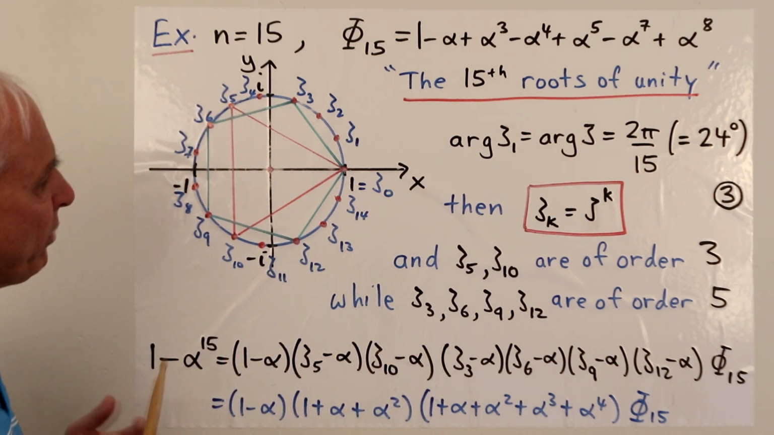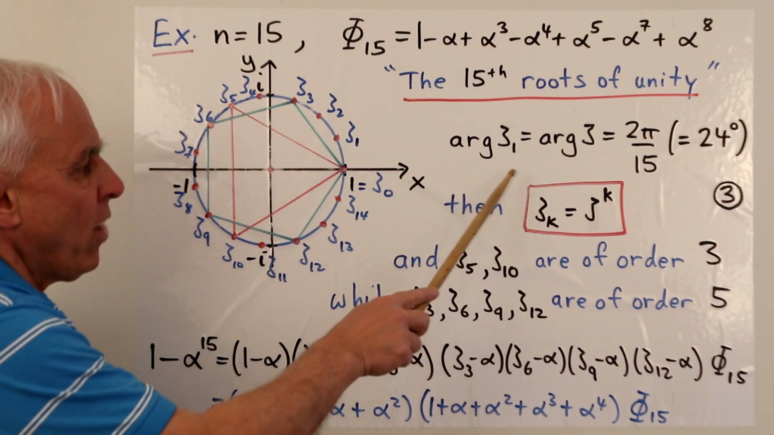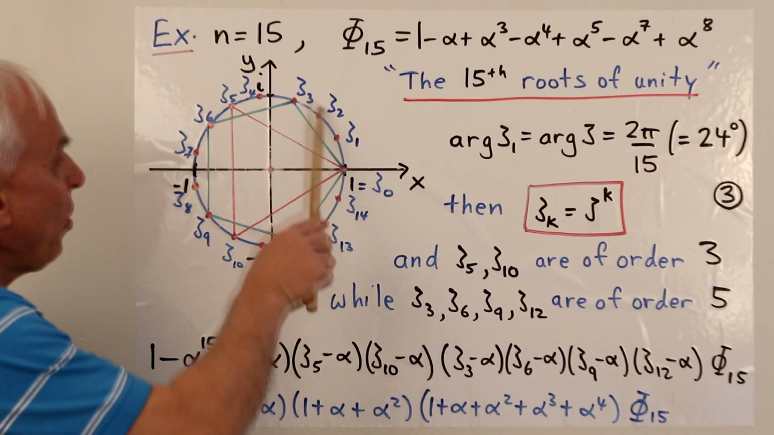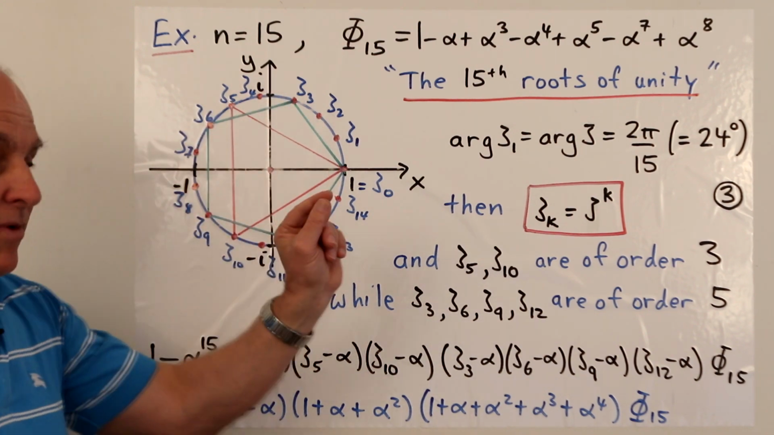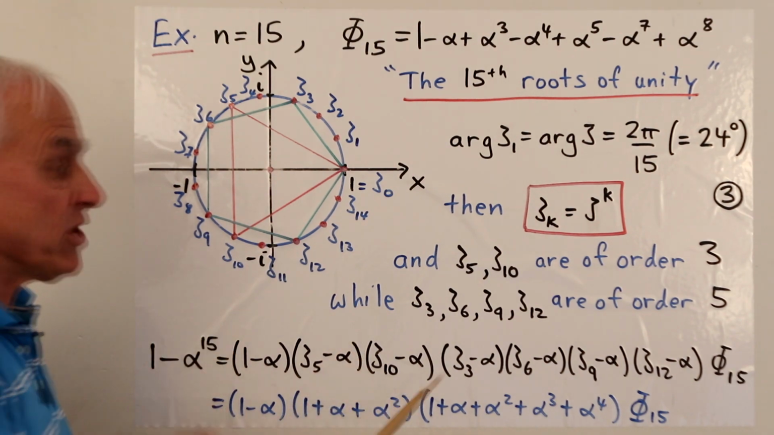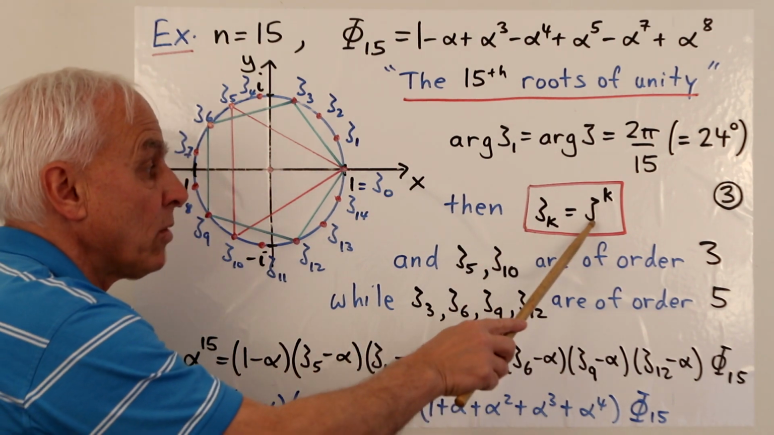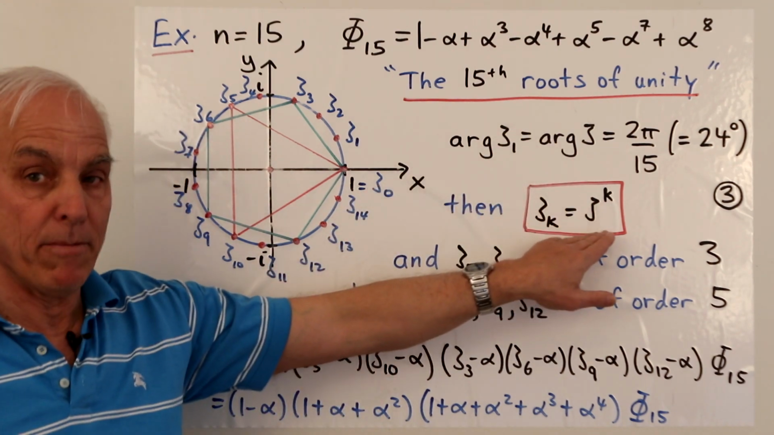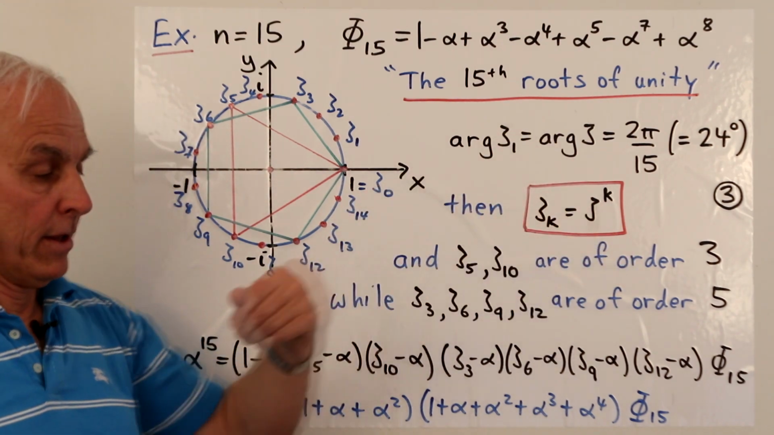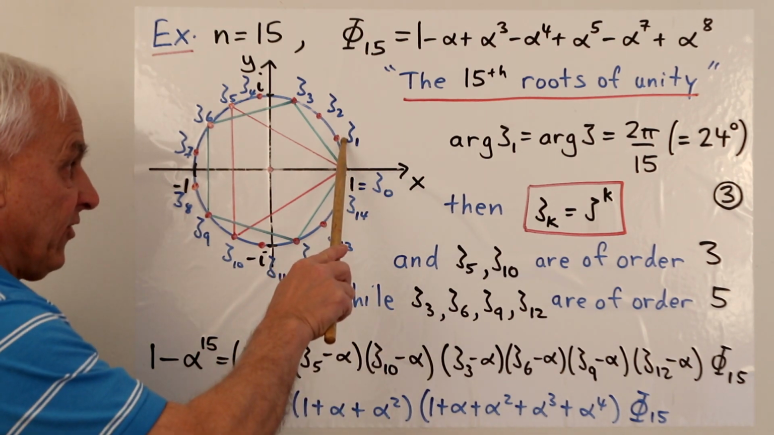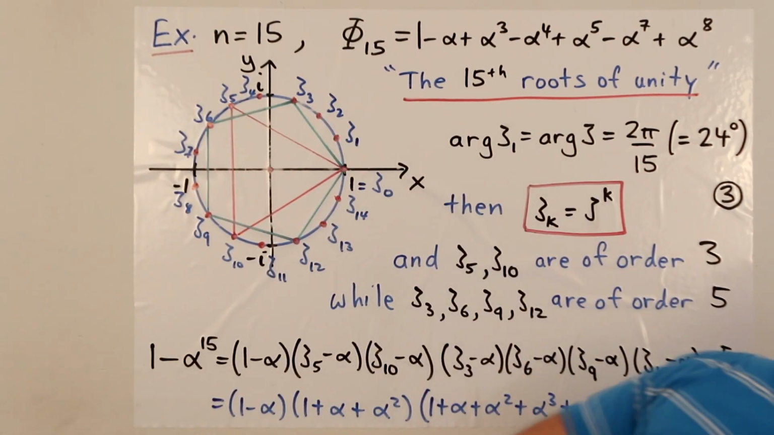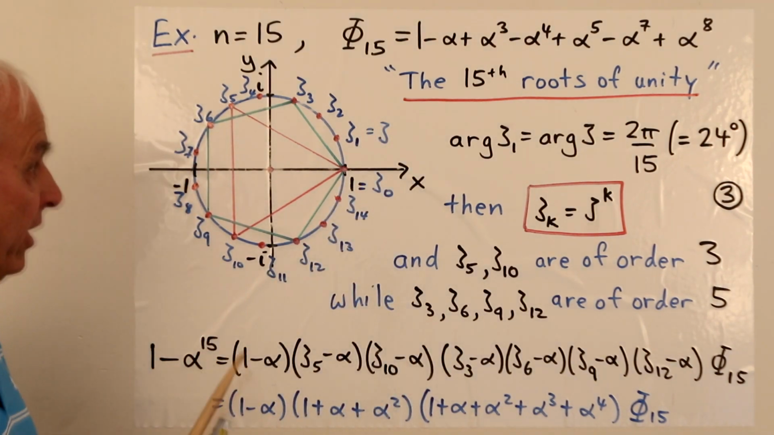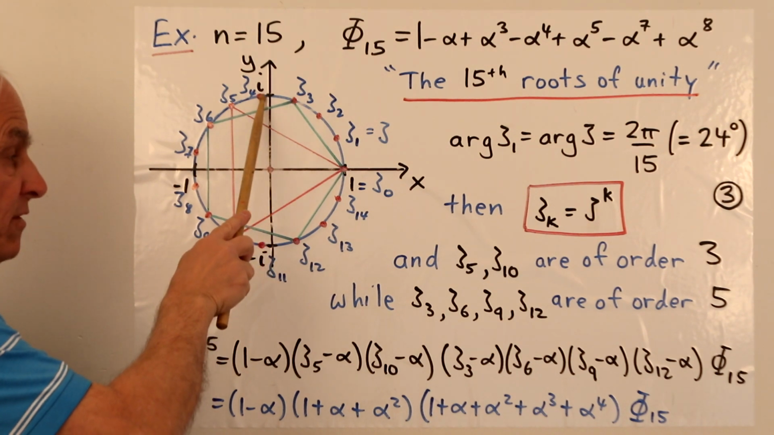Now, for simplicity, let's call this zeta 1 just zeta. If we do that, then all the zetas can be described in terms of just zeta by the equation that zeta sub k is equal to zeta to the k, where we're using complex number multiplication. So if this is zeta, then here is zeta squared, zeta cubed, zeta to the fourth, etc.